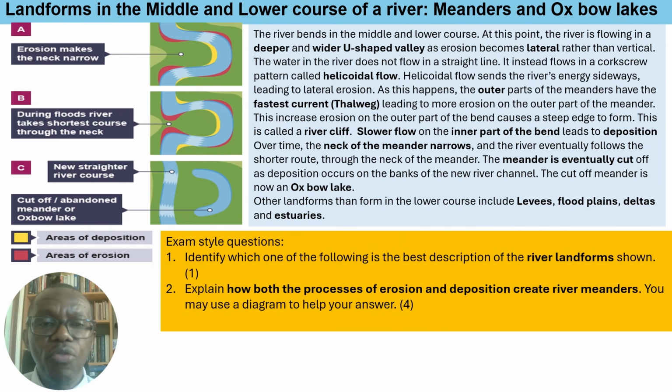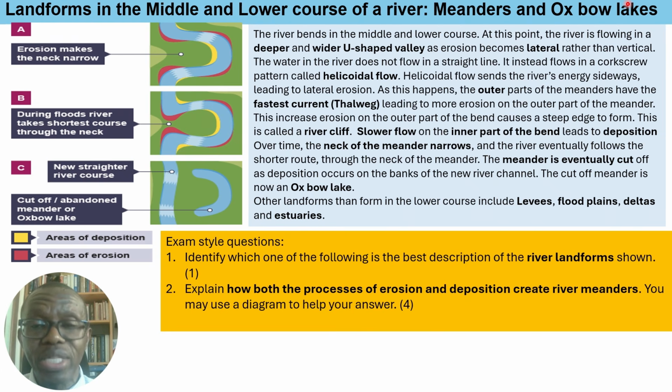Okay, so let's move on then to the landforms that a river will create in its middle and lower course. Now, the first ones we'll talk about are meanders and oxbow lakes. A meander obviously is a bend in a river, and the river will bend in the middle and the lower course.